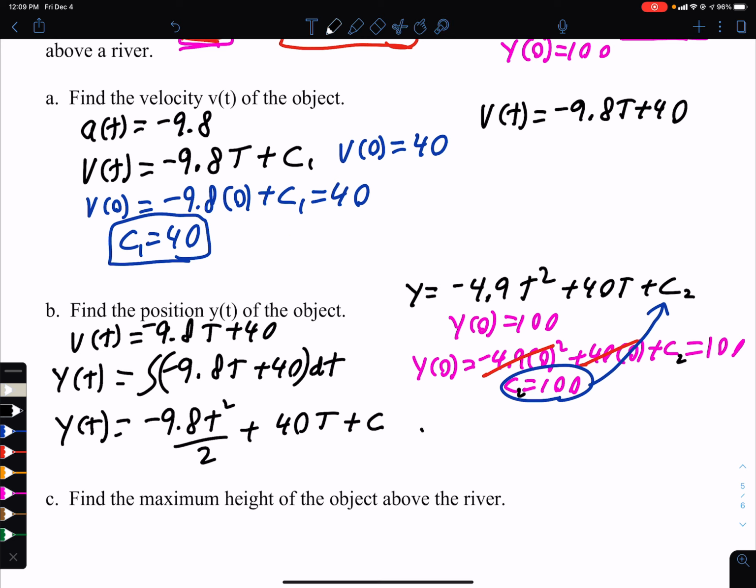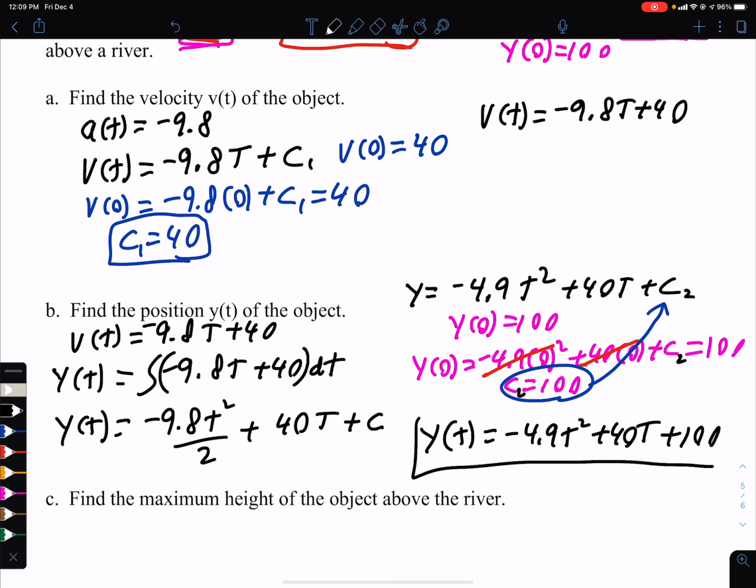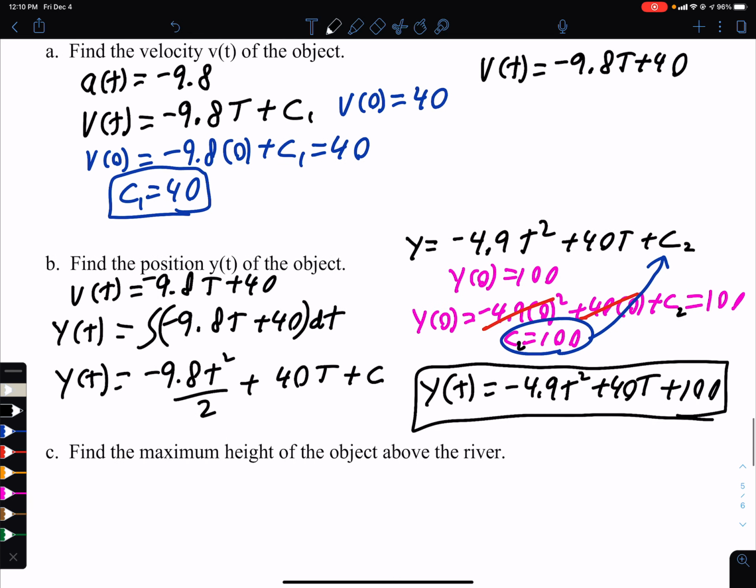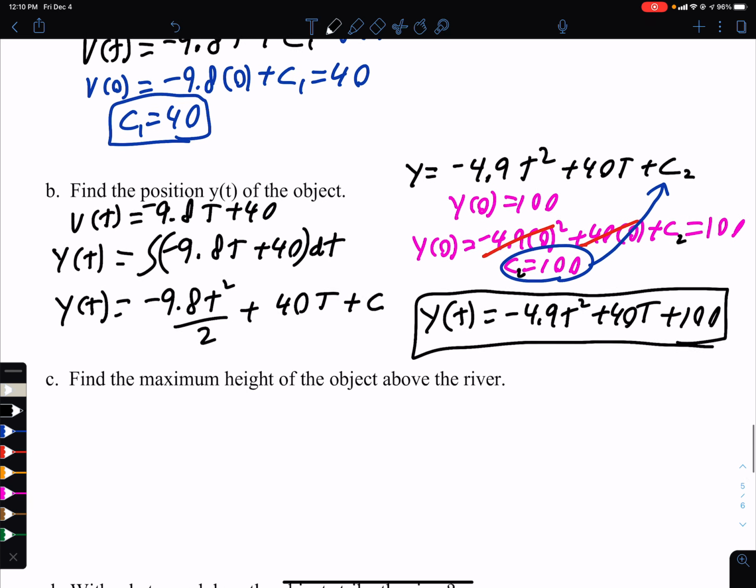So now I have my position function. I'll call it y of t, since that's what I called it at the beginning. Negative 4.9 t squared plus 40t plus 100. So now I have found my position function. What is the maximum height?